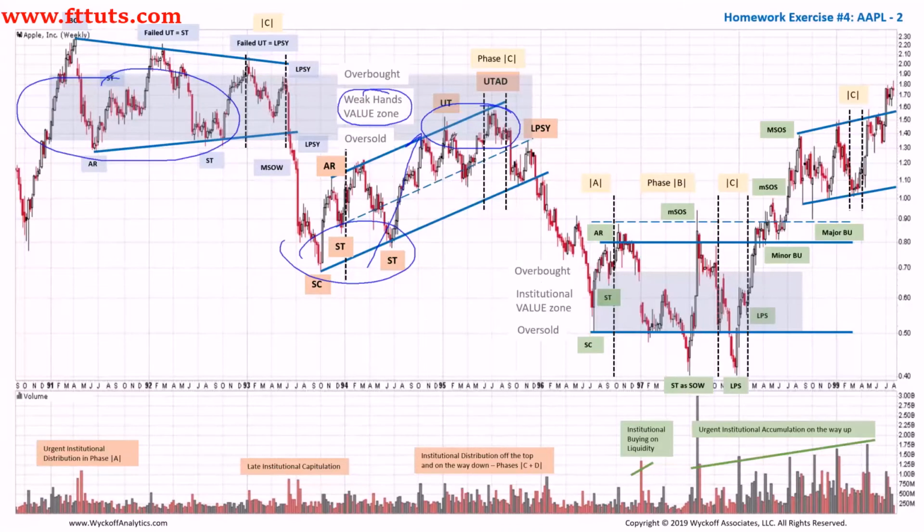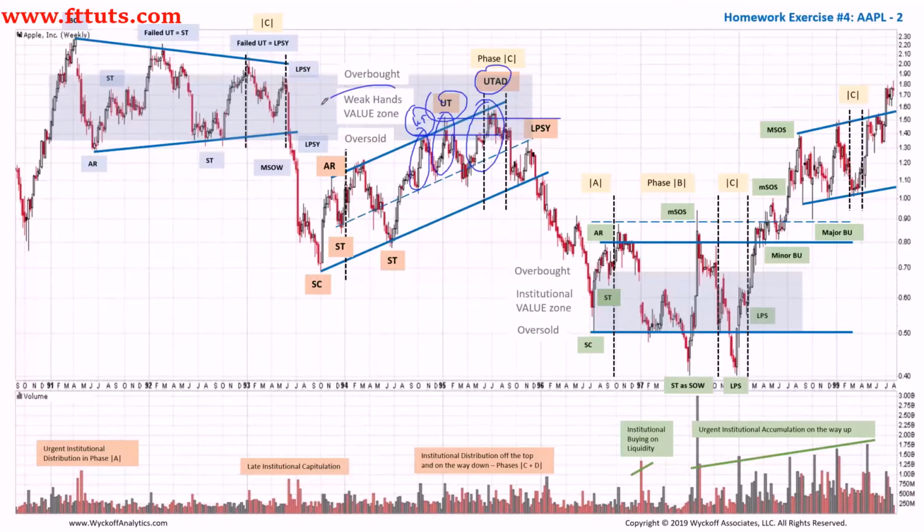So into this buying by weak hands, we see an excitement with each of the rallies, with each of the thrusts to the upside. So multiple upthrust situations, 1, 2, 3, into the weak hands value zone. And every time it happens, institutions are selling on that excitement of weak hands. So there is an increase of the supply here, increase of the supply here, increase of the supply going into this area right here as well.